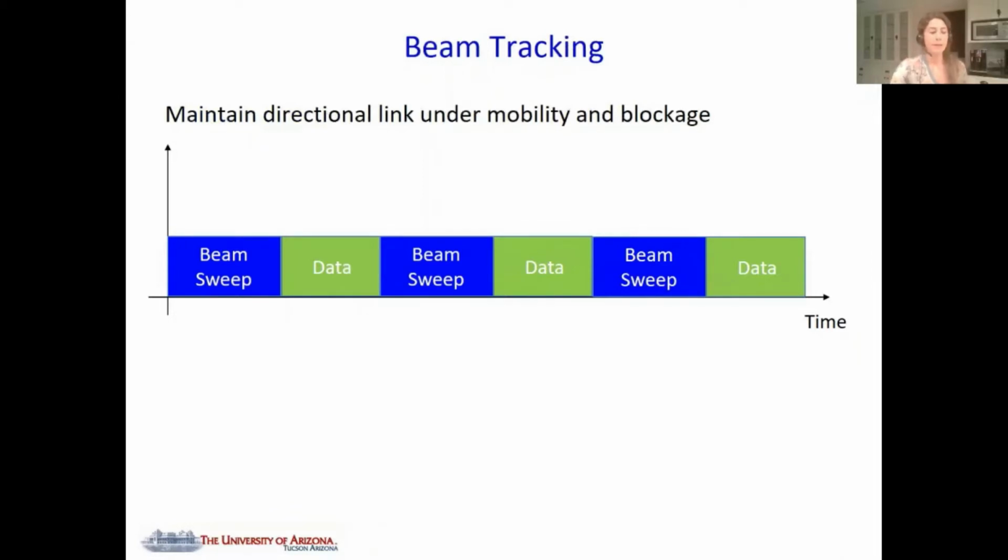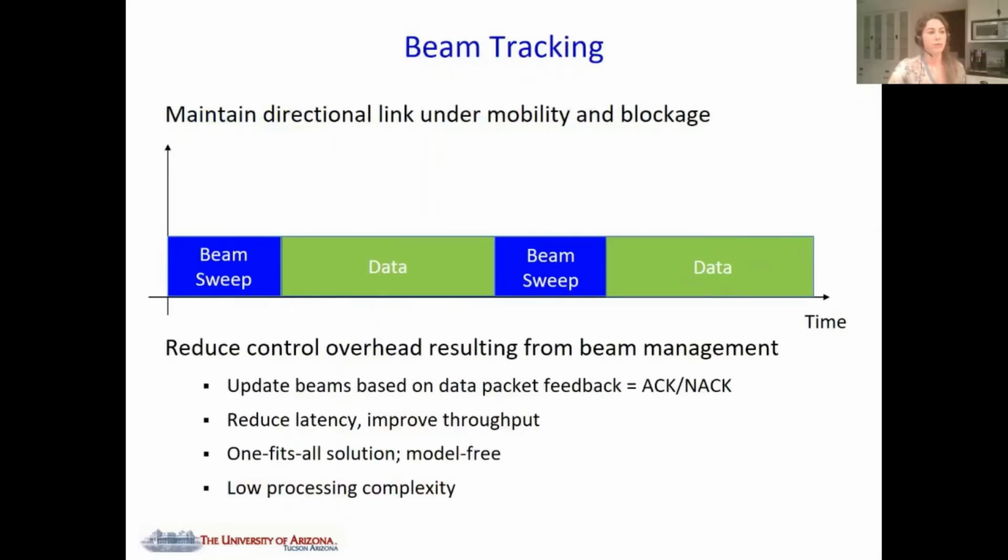So what we are aiming to do here is to lower this overhead and increase the time between two consecutive beam sweeping rounds and update the beams during the data transmission period. This would, of course, reduce the latency, because a lost connection can be reestablished faster instead of waiting for the next beam sweeping round. And it would also improve the throughput.